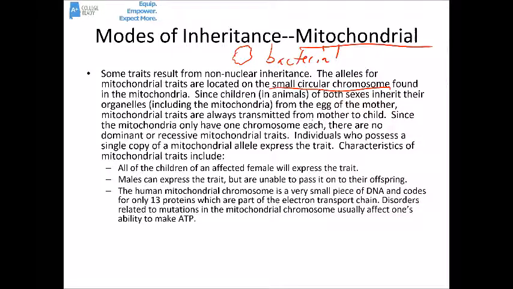So this is from a mother to a son or from a mother to a daughter. In this case, the gender doesn't matter. Every child of a mother with a mitochondrial trait gets that trait. If you have a copy of the gene, you have the trait because you only have one of those chromosomes. There's only one mitochondrial chromosome. So all the children of an affected female express the trait. Males can express the trait, but they don't pass it on because your organelles are inherited from your mother.